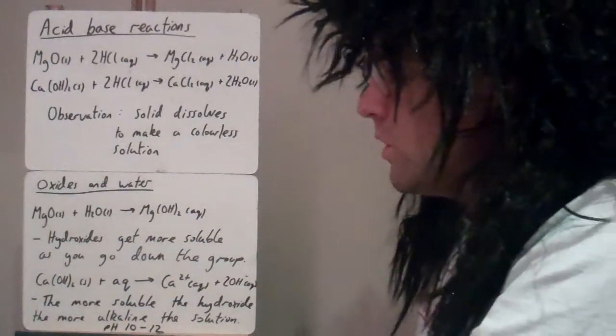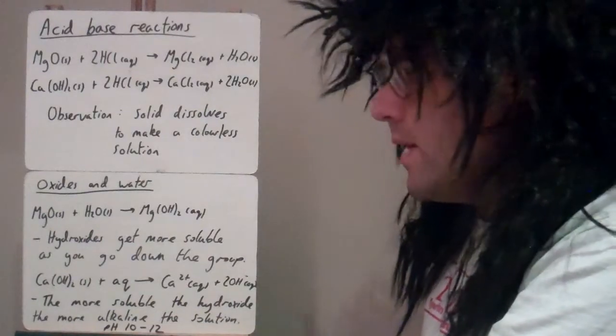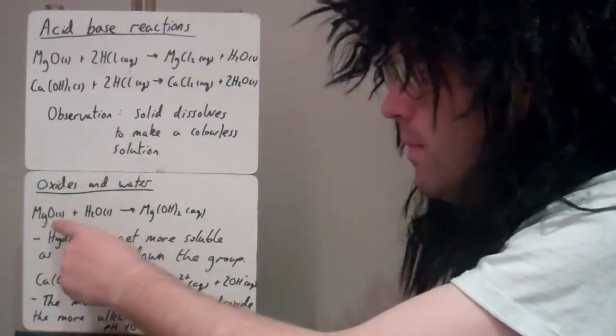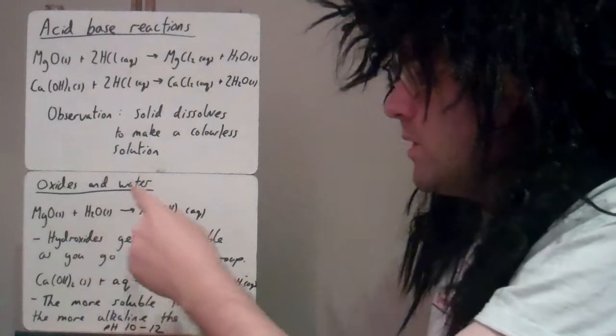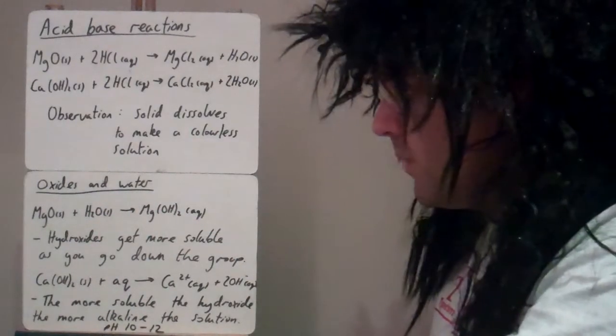Okay, group 2 oxides would also dissolve in water to make group 2 hydroxides. So we've got magnesium oxide reacting with water to make magnesium hydroxide.